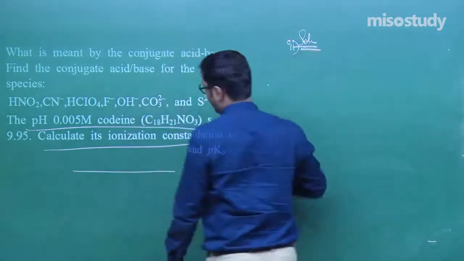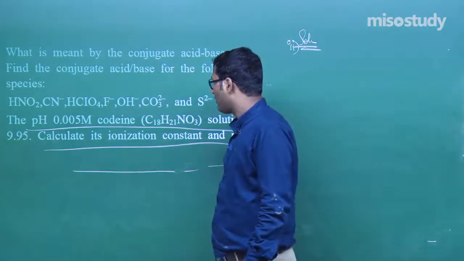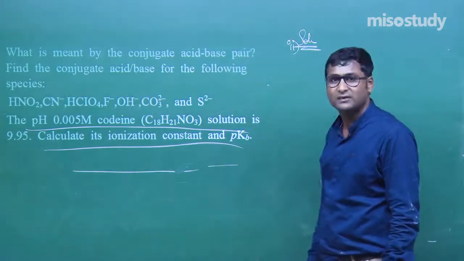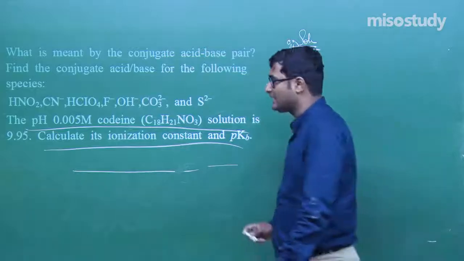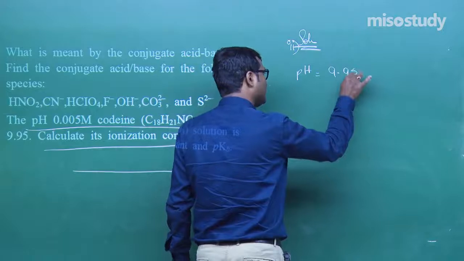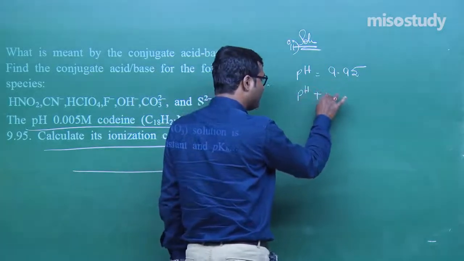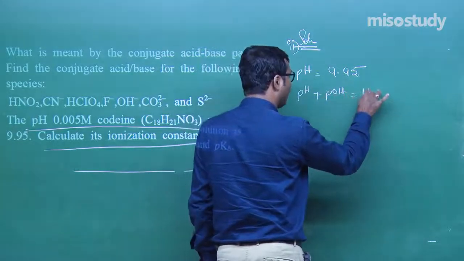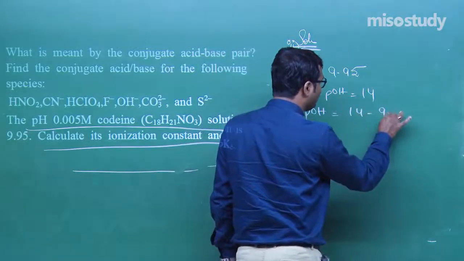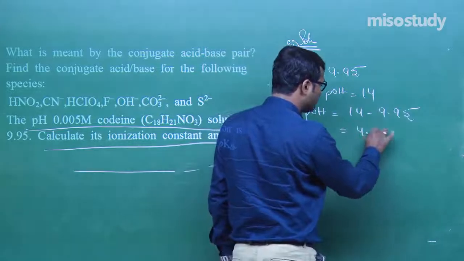This is the solution. The pH of 0.005 codeine solution is 9.95. It is pH given. Yes sir, definitely. We know pH plus pOH is equal to 14. What is pOH? 14 minus 9.95. Clear to you? It is around 4.05.